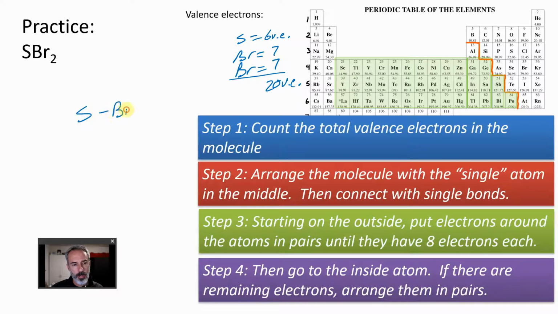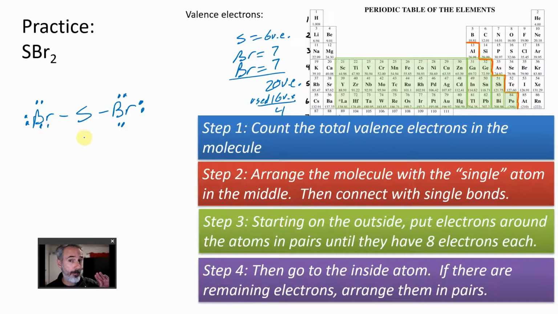Sulfur, bromine, bromine. I start on the outside, top, left, bottom, top, left, right, bottom, and the other side is filled by those two. I've used 2, 4, 6, 8, 10, 12, 14, 16. 16 electrons I've used. If I've used 16, how many do I have left? I have 4 remaining. Okay, and then we get down to step 4, go to the inside.